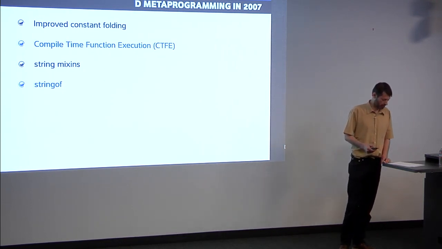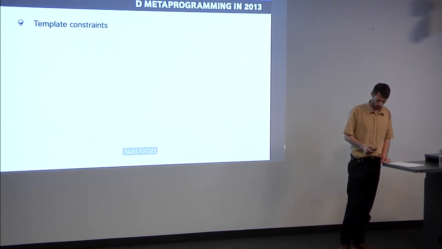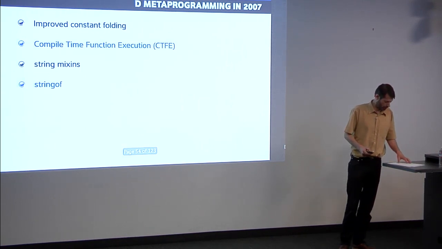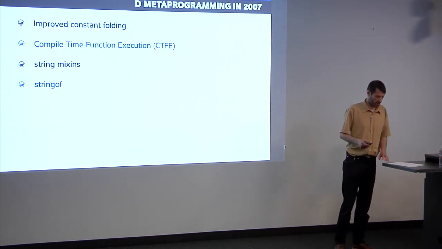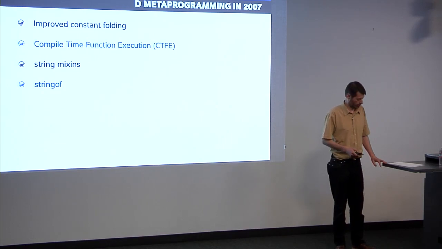Well, that feature list was frozen and called D1. 18 months after that, Sociomantic was founded. And all our code is written against the language as it was defined in 2007. And so when I talk about our experiences, I'll be talking primarily about that subset of the language. But what's happened since then? D metaprogramming in 2013.